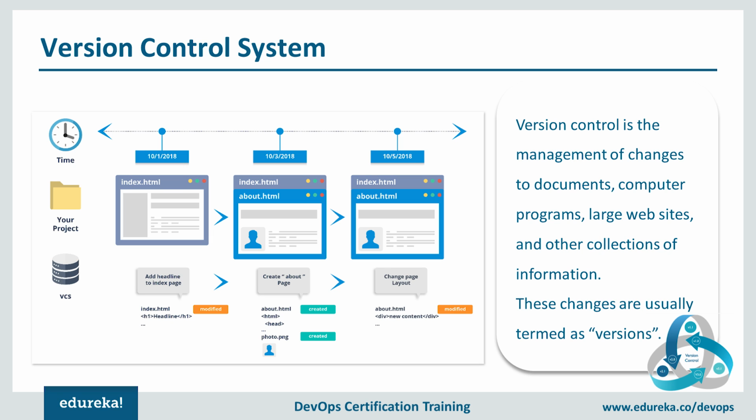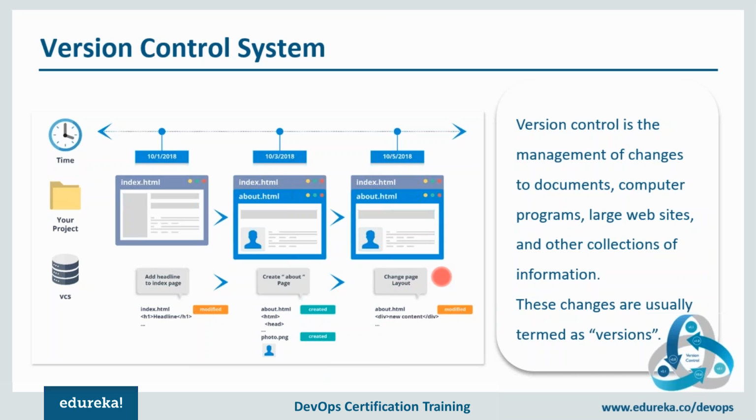So in this about.html, let's say I've added some pictures and some text, right? What exactly the version control system stores is that it detects that something has been changed, something has been modified. For example, if you see here in the about.html, it is showing that a photo has been added. So let's say that after a few days, I've changed the entire page layout of about.html. Again, with the version control system, we will detect that some change has happened, and it will say that about.html has been modified.